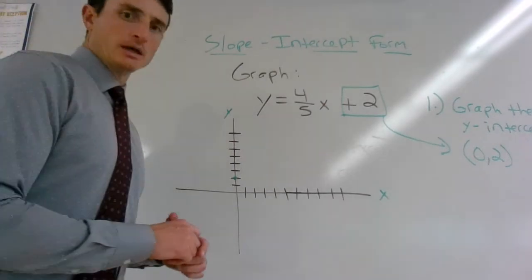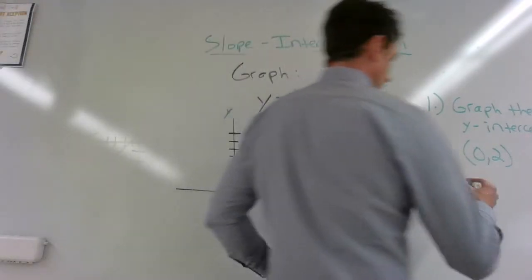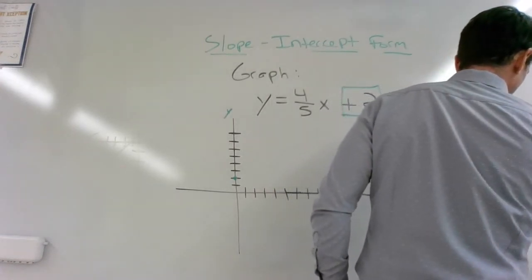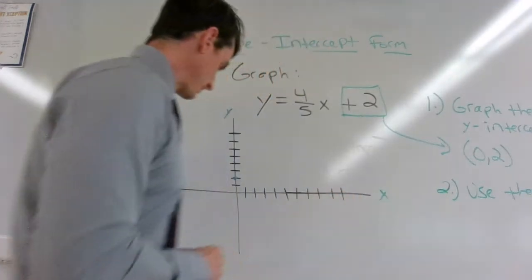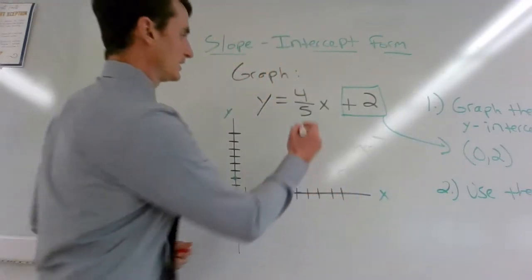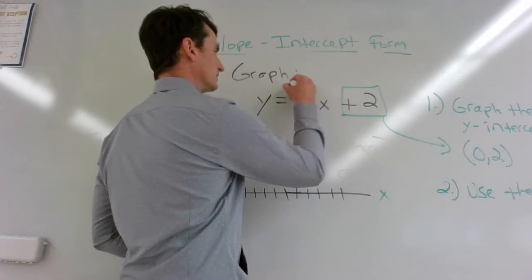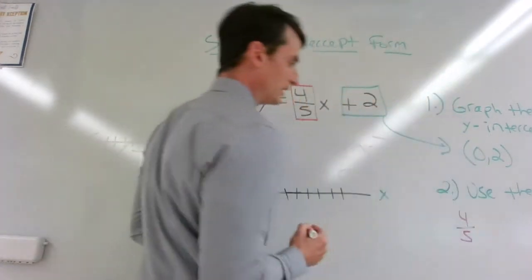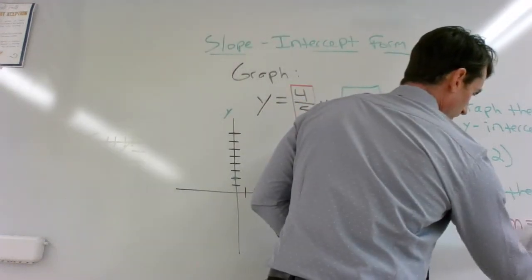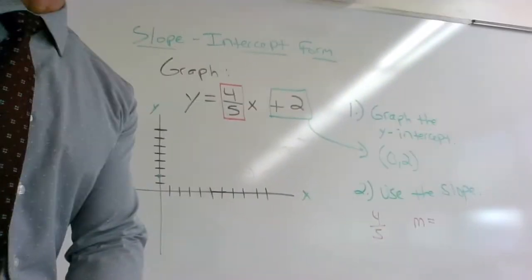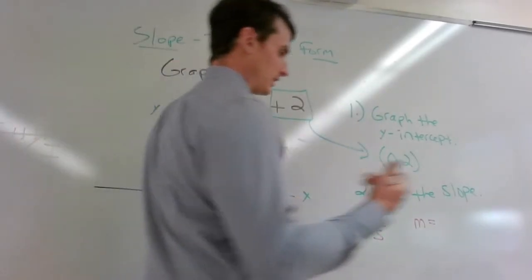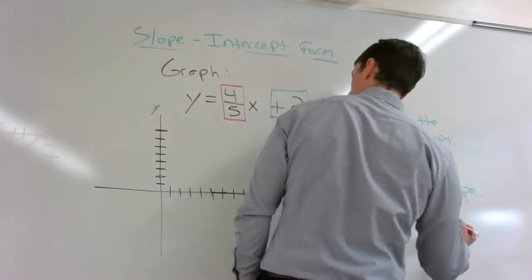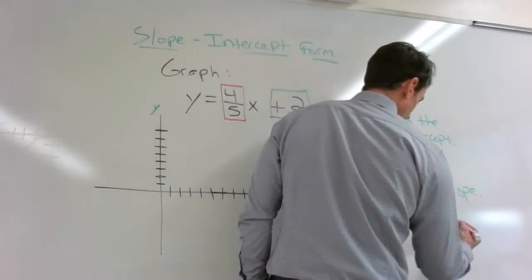The second thing we do is use the slope. Now, we haven't completely talked about slope, but the slope, as we said, is whatever is attached to the x variable. So if it's 4/5, slope is also the m. People always ask, why is it m? Well, you can think of it in terms of mountains. A lot of math comes from Greek and Italian languages.